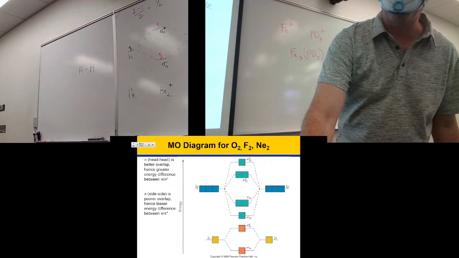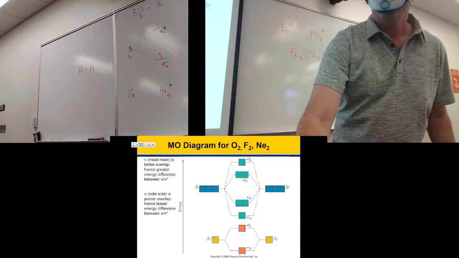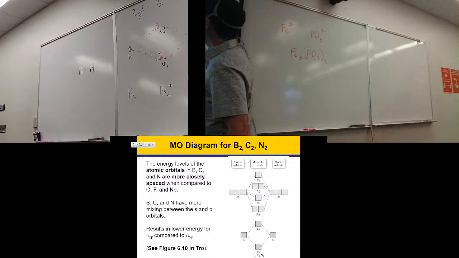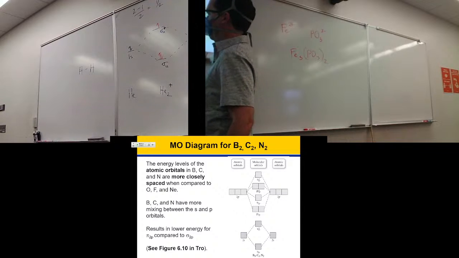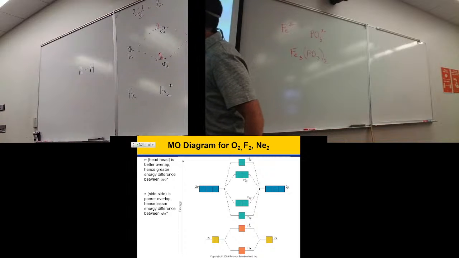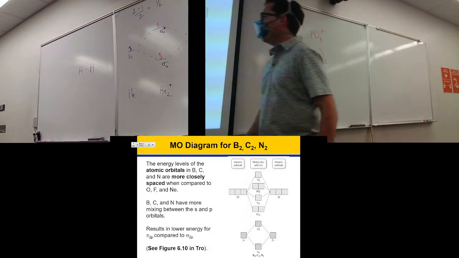Pretty normal pattern. For boron, carbon, and nitrogen, it almost is the same, except these are swapped. So the sigma is higher than the pi. That's the only difference. To go back, see? Here the sigma is lower than the pi. There's that. That's the only difference.